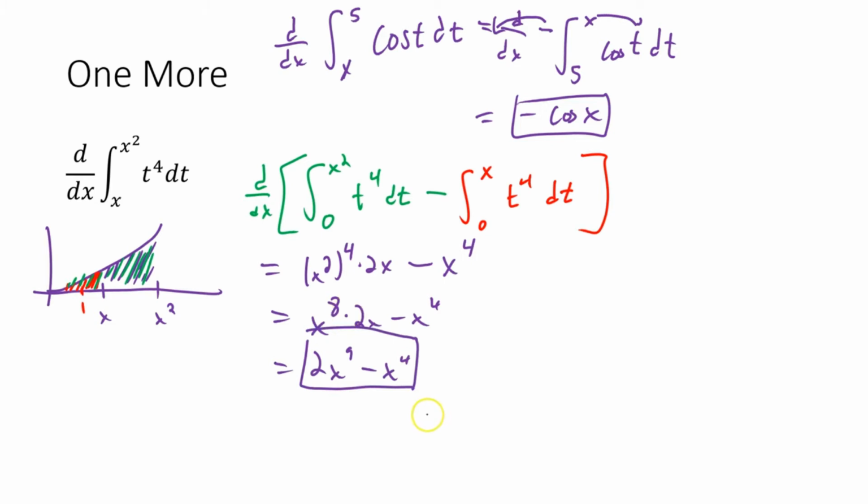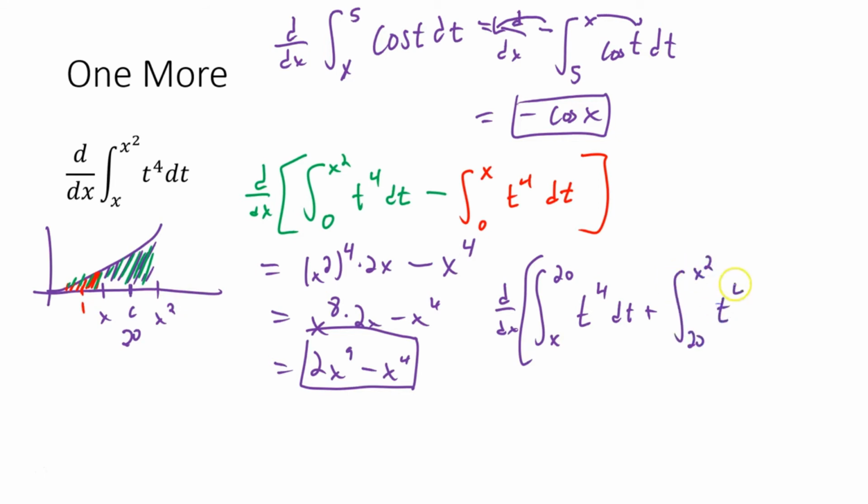Now, there are lots of other ways to do this problem. One way that I like to do this is to introduce some c value in here. It doesn't matter what it is. You can make it, I don't know, 20. So you could integrate from x to 20, and we have the derivative of this, from x to 20, t to the fourth dt, and then we add to it the integral from 20 to x squared, t to the fourth dt.